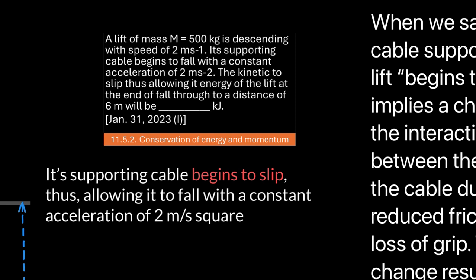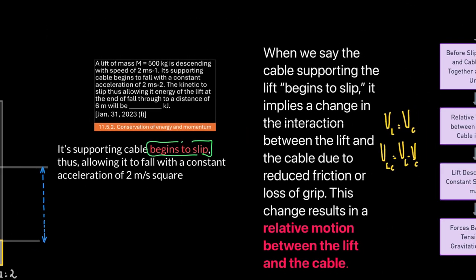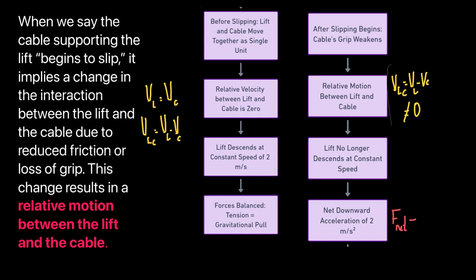Let me take some time to emphasize this phrase here, which is "begins to slip." It's really important that we understand each and every phrase given in the question, because there is always a concept hidden behind these phrases. When we say that the cable supporting the lift begins to slip, it implies a change in the interaction between the lift and the cable due to reduced friction or loss of grip. This change results in relative motion between the lift and the cable.